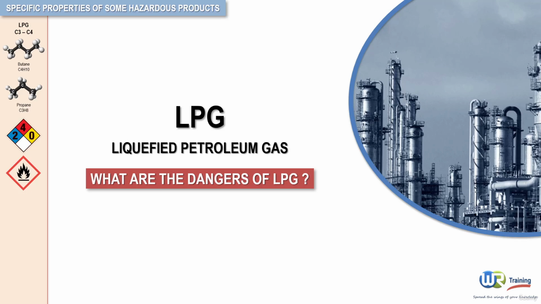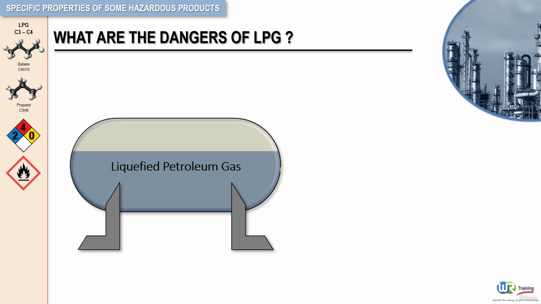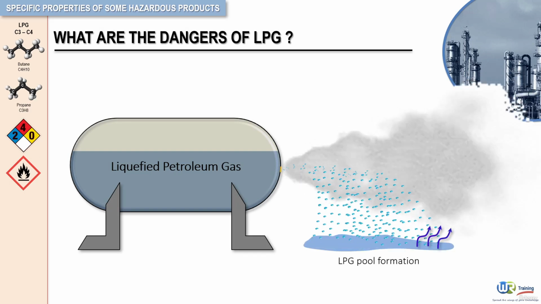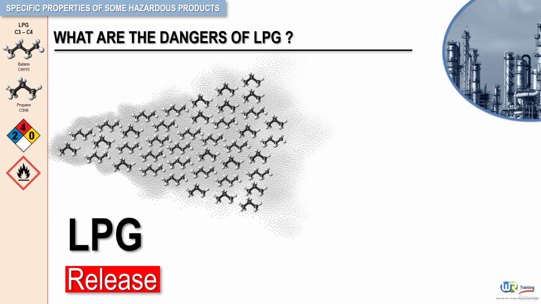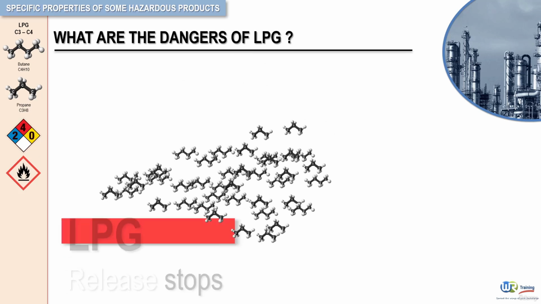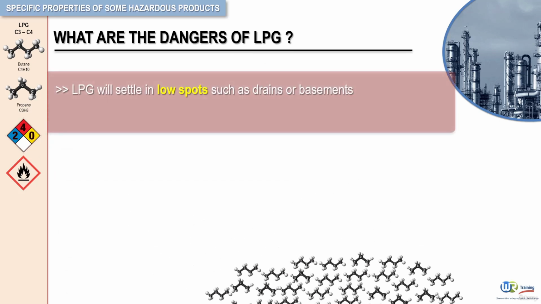In this video, we'll take a closer look at the dangers of LPG. If LPG leaks, it will evaporate and form a large cloud of gas. The LPG cloud will settle in low spots such as drains or basements, as depicted in this example. And because LPG is highly flammable, this can cause a fire if an ignition source is present.